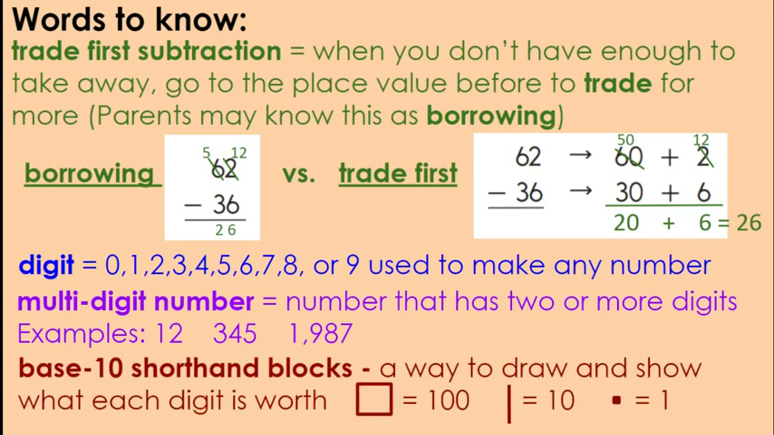The last word you need to know is base 10 shorthand blocks. This is a way to draw and show what each digit is worth. We would draw a square, also called a flat, to equal 100. We would draw a line, also called a long, to equal 10. And we also draw a dot, also called a cube, to equal 1.